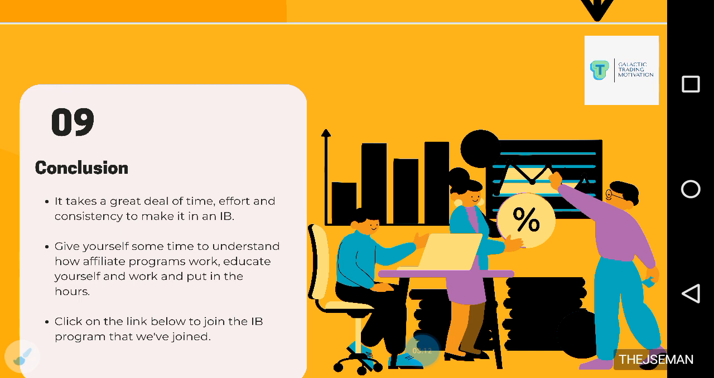Number 9. Conclusion. IB affiliate marketing takes time and effort to get results, so be patient and persistent. With the right approach, commitment, and effort, you can earn extra income through promoting a trading broker's IB program via an affiliate link.